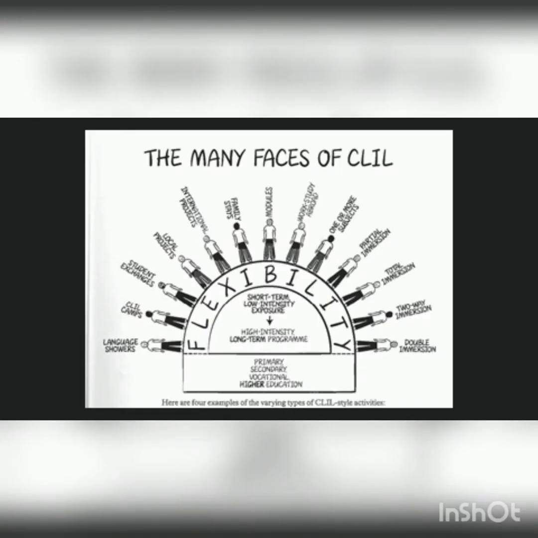The next part is the many phases of CLIL. CLIL has different phases, which are language showers, CLIL camps, student exchange, local projects, international projects, family stays, modules, work or study abroad, one or more subjects, partial immersion, total immersion, two-way immersion, and double immersion. Language showers are primarily intended for students aged between 4 and 10 years old. These classes include games, sounds, many visual and handling objects, and movements.